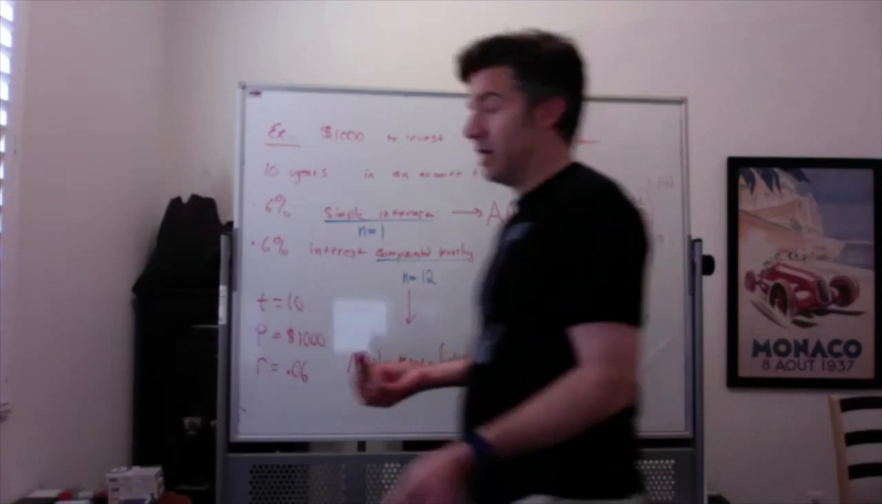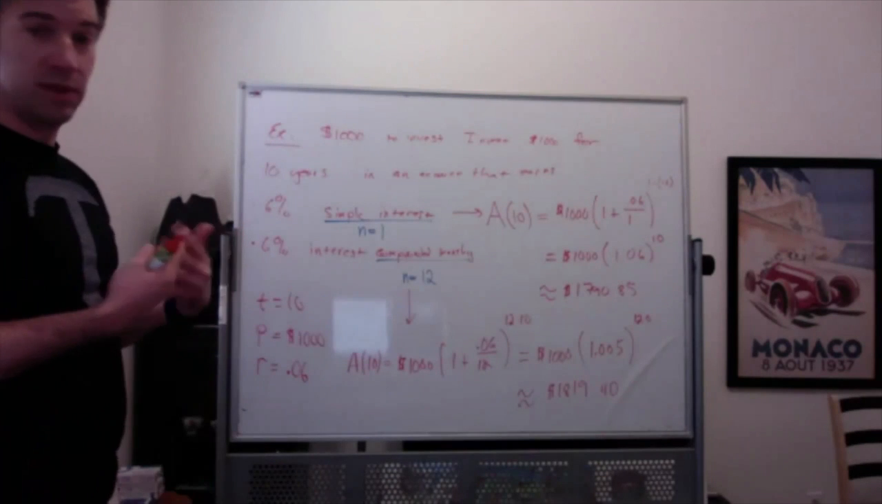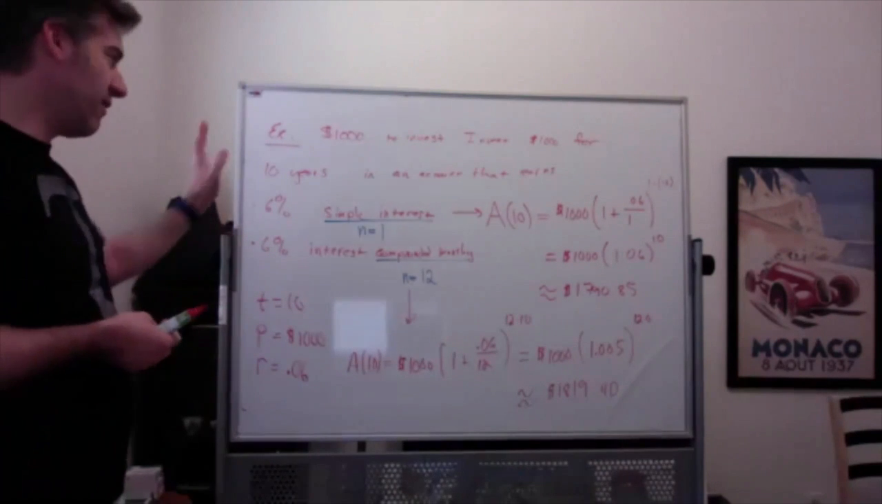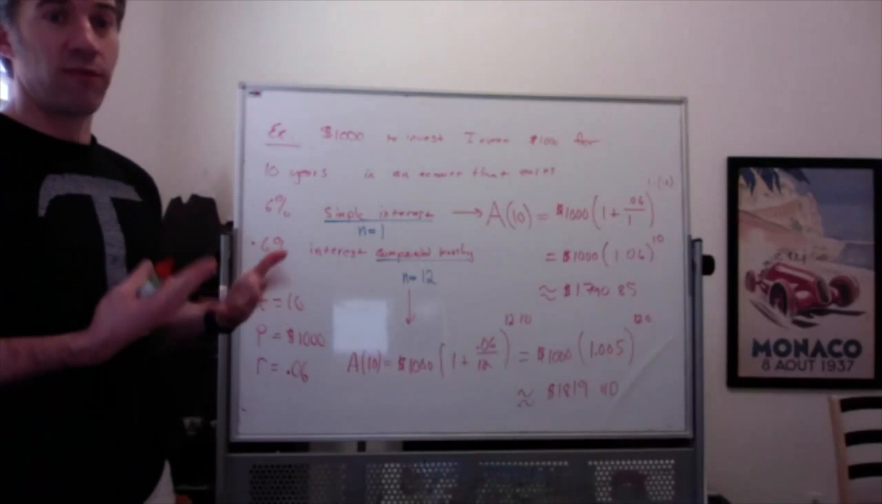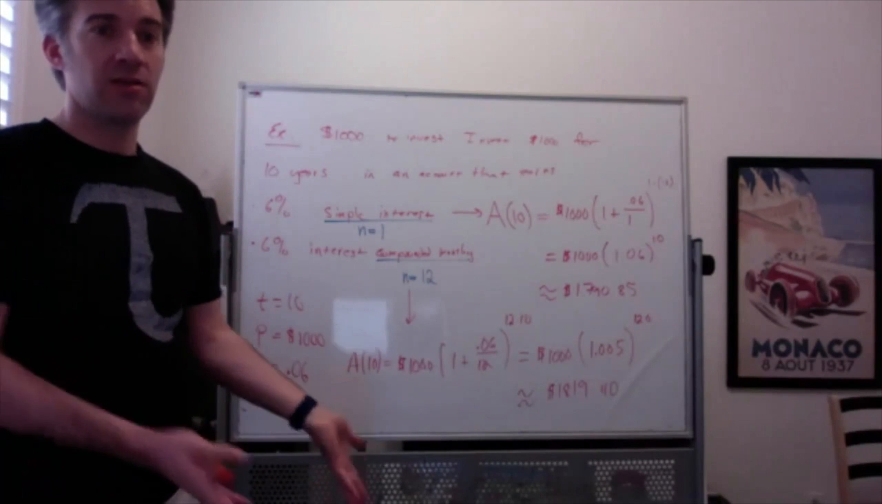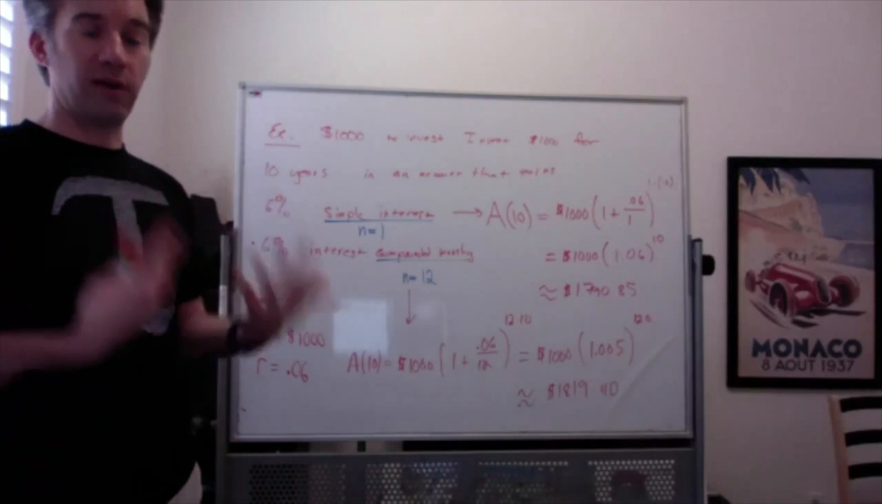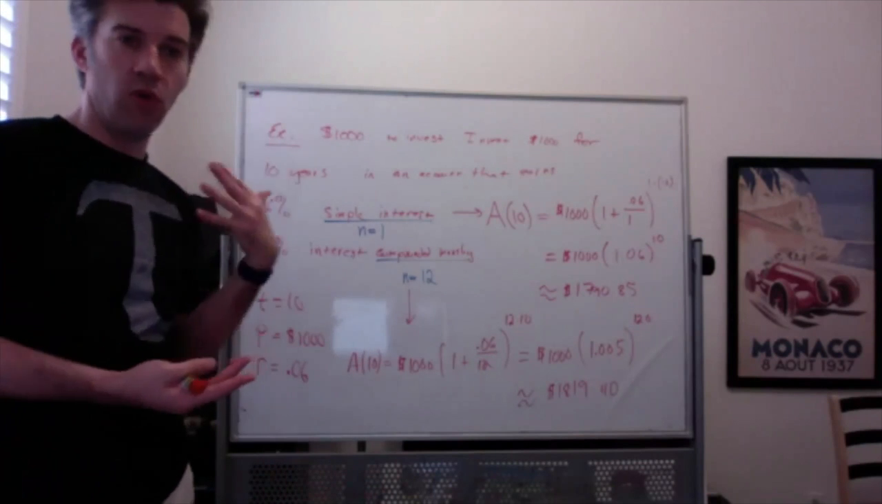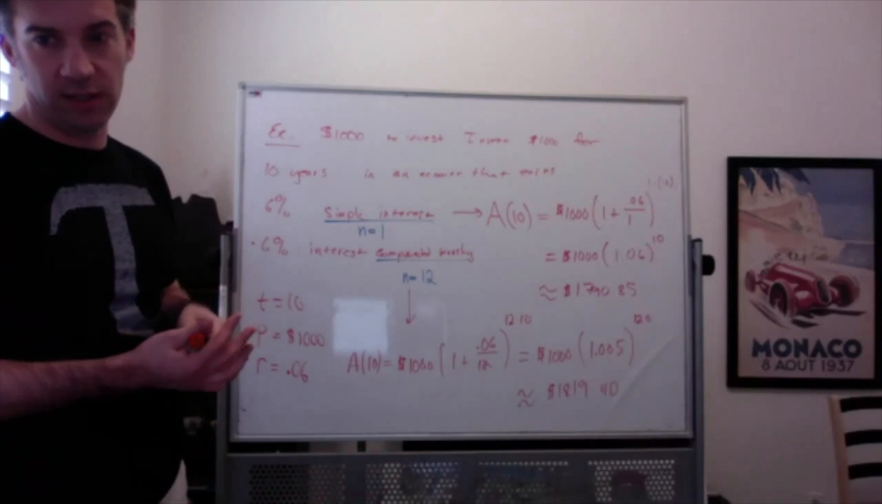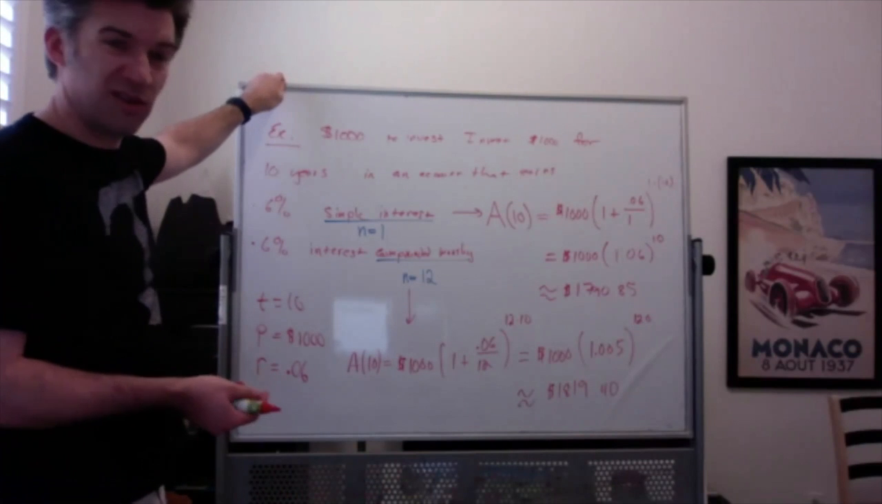So what we do see here is that if everything else is the same, the more frequently you compound interest, the more of a return you get at the end. That's always true. A greater number of times compounding means more dollars at the end of the process. So let's look at another question.